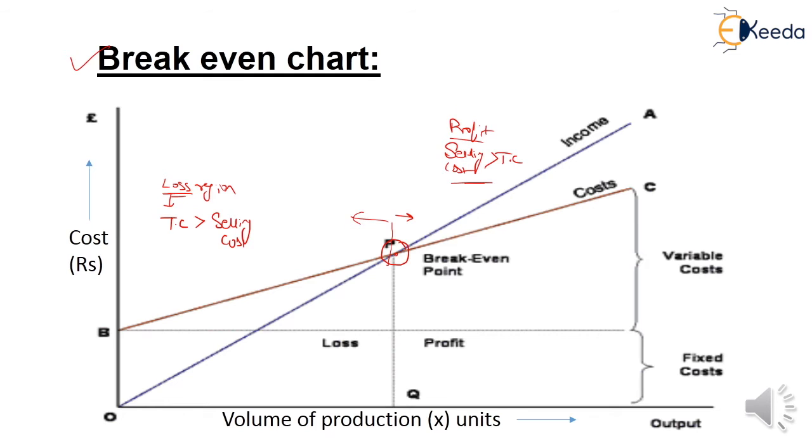So if the examiner asks in a question what is the volume of production corresponding to the break even point, what do you do, students? Equate the total cost of the first process to the total cost of the second process, and find the number of units of production corresponding to the break even point. In the next slide, we are going to discuss some calculations based on the break even chart and break even point, which are very helpful for solving examination questions easily.